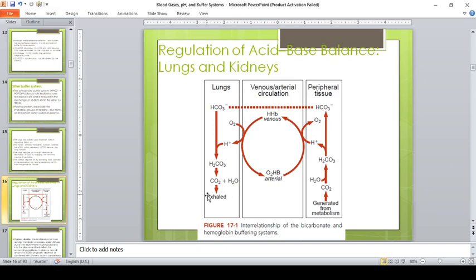Okay? And in return, di ba, carbon dioxide is exhaled. As we inhale oxygen, carbon dioxide is exhaled. So the CO2 diffuses into the alveoli and is eliminated through the process of ventilation, or the process of breathing. So nai-eliminate yung carbon dioxide in the lungs through the process of breathing. Okay? So the net effect of the interaction of these two buffering systems is a minimal change in hydrogen ion concentration between the venous and the arterial circulation.